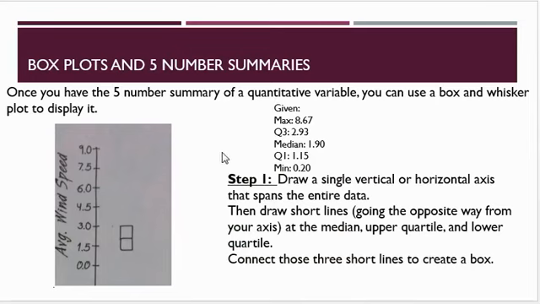We are given our maximum is 8.67, our quartile 3 is 2.93, the median is 1.90, quartile 1 is 1.15, and our minimum is 0.20. Step 1. Draw a single vertical or horizontal axis that spans the entire data. So our data will go from below 0.0 and up to 9. Then draw short lines going the opposite way from your axis at the median, which is 1.9, your upper quartile, which is 2.93, and your lower quartile, which in this case was 1.15. Connect those 3 short lines to create your box.